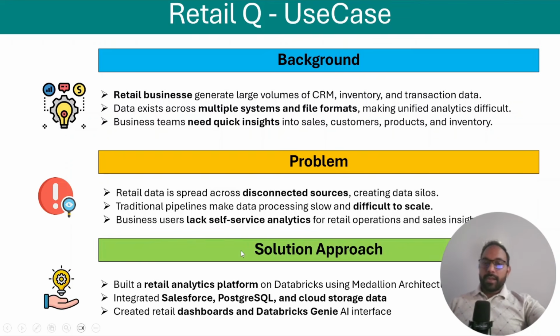And the solution approach that we have taken here is that we have built a retail analytics platform on Databricks using medallion architecture like bronze, silver, and gold, so that it is scalable and follows all the standard scalable data platforms. And we have integrated Salesforce, Postgres SQL, and cloud storage data into our platform as sources. And to serve the business users, we have created retail dashboards and Databricks Genie so that they can see the reports in the dashboard and they can interact with the data using natural language using Genie workspaces. So that will be our final solution.